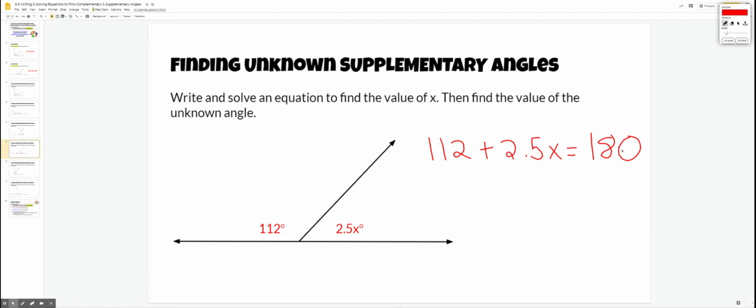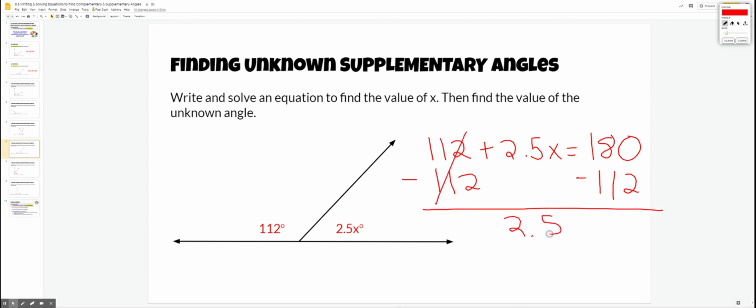Okay, now we want to get x alone. So what is the first step that we're going to have to take here? Good, hopefully you said subtract by 112 because that's the inverse. Subtract by 112 on both sides. Those cancel and I'm left with 2.5x. Go ahead and see what you get when you do 180 minus 112.